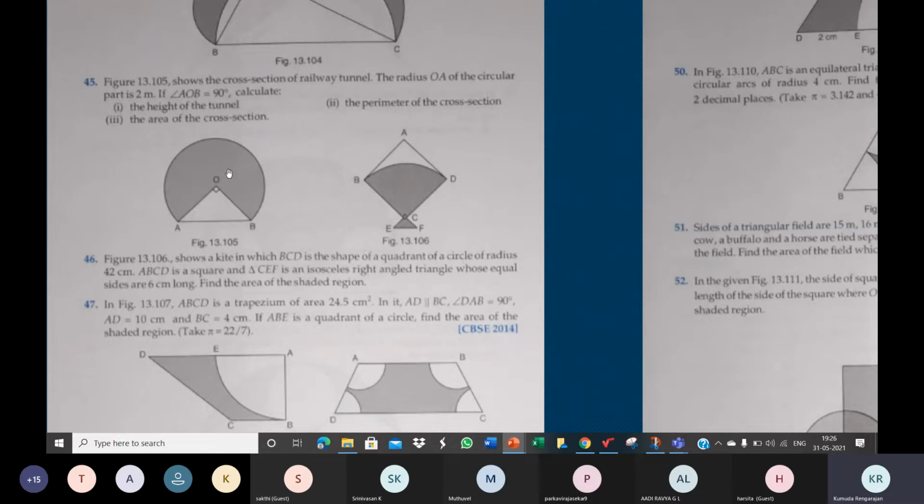Now the area of the cross section, as you all rightly mentioned, is the area of the major sector plus the area of the triangle. The area of the triangle is easy to compute, half base into height. You can take OA as the base and OB as the height because they are at right angles to each other. Half OA into OB will give you the area of the triangle. Find the area of the major sector, add both to find the area of the cross section of the tunnel. You can leave your answer in surds, children. Don't use a decimal value.